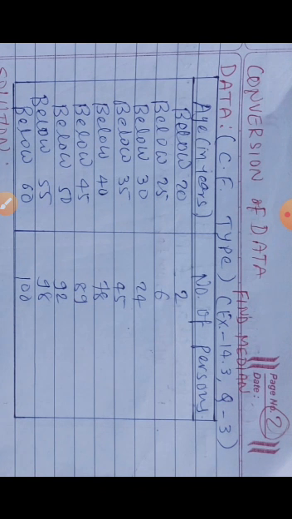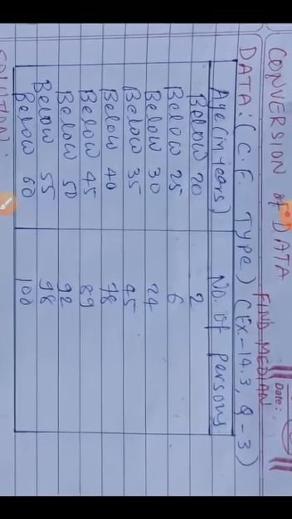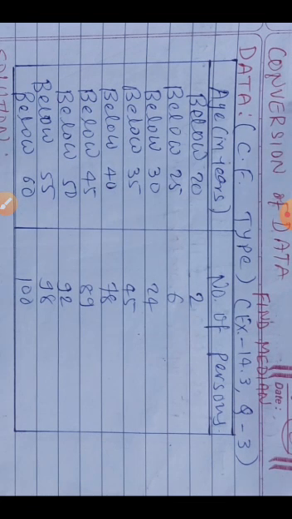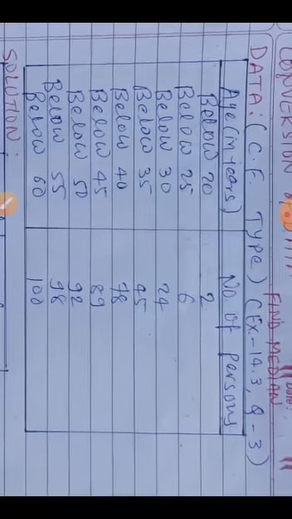So below or less than 20 means persons whose age is less than 20 years, those persons are 2. Persons whose age is less than 25 is 6. In the same way, less than 30 years, these types of persons are 24. Okay, so actually, what is the meaning of this data?